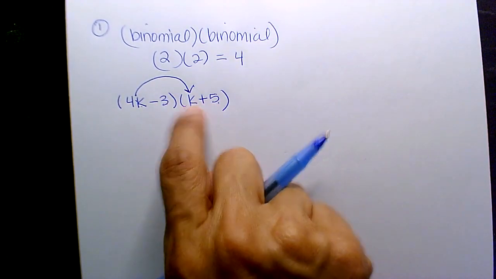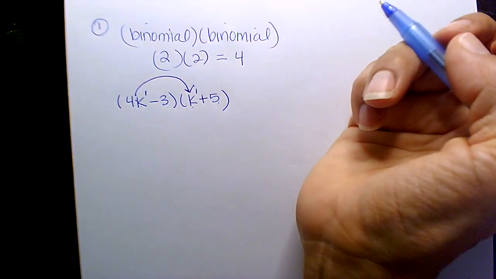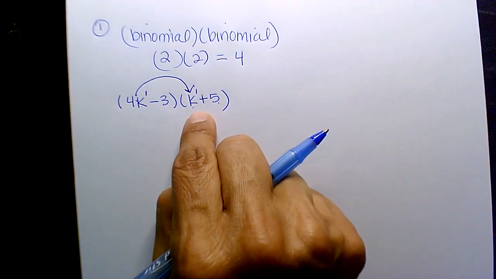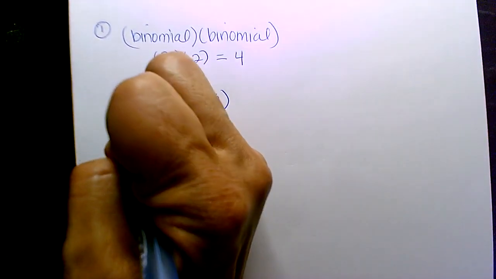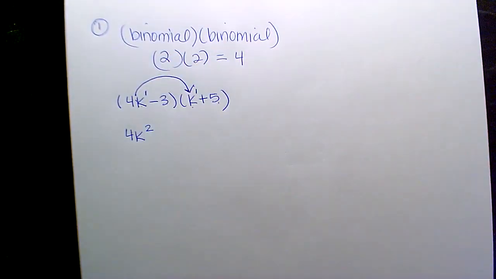What is 4k times k? Well, remember, this k is to the 1 power. This k is to the 1 power. So what's 4k times k? 4k squared. Because whenever you multiply your bases, you add your exponents. So 1 plus 1 is 2. Okay, next.